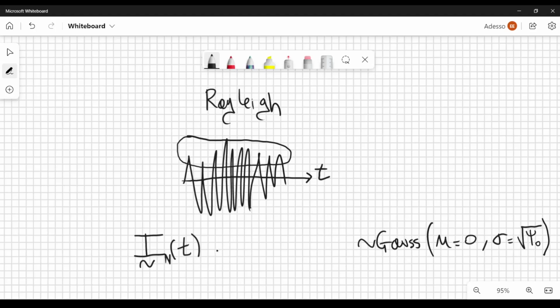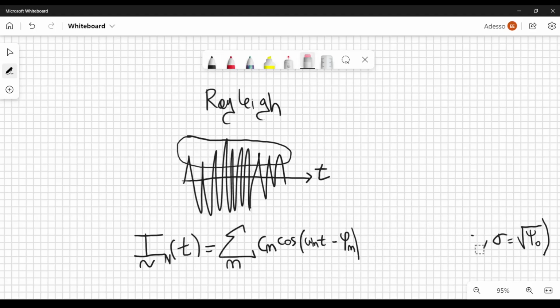This is just notation. And the signal can be written like this, with some kind of Fourier expansion. So we sum over n, these coefficients c sub n, and then here I have the cosine of omega sub n t minus the phase phi sub n. Now let me cancel this, because otherwise it will get confusing. You have to remember that this signal has a Gaussian distribution with zero mean and standard deviation equal to sigma, which is equal to the square root of psi 0.